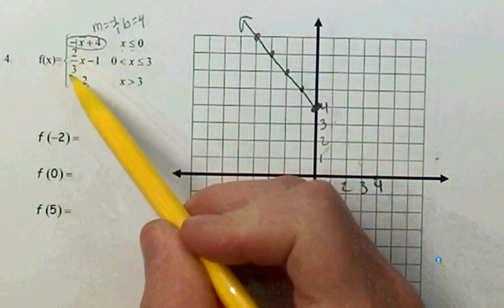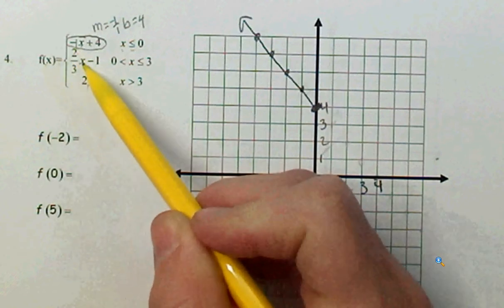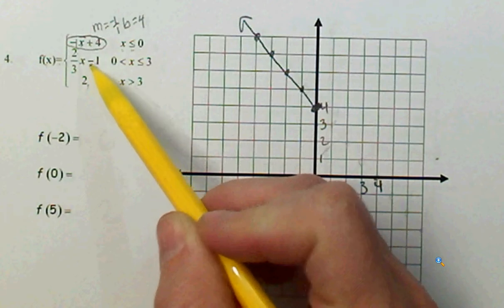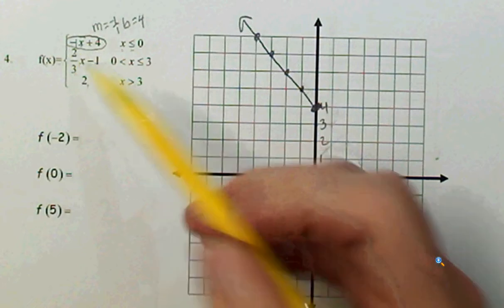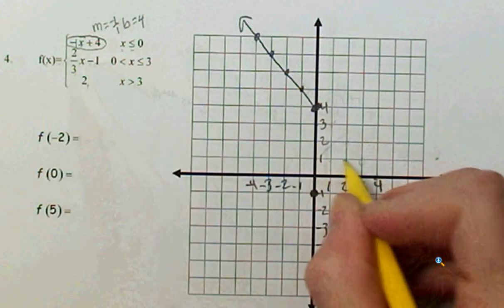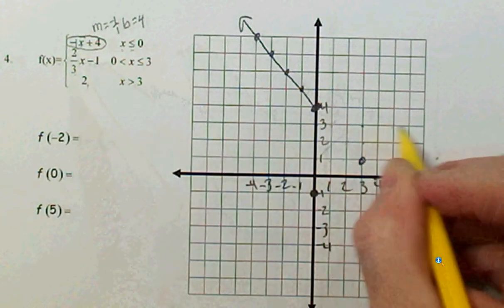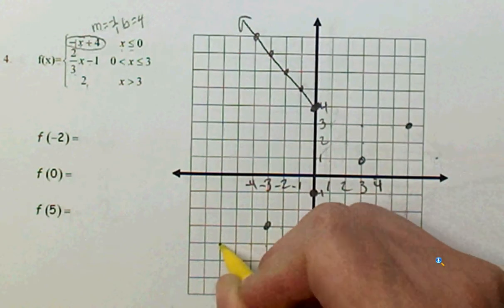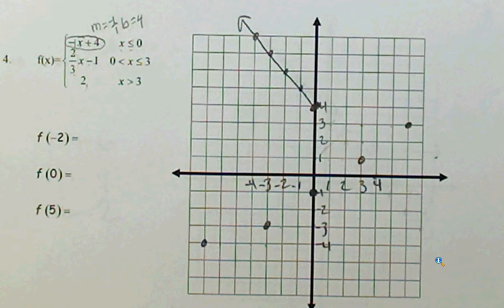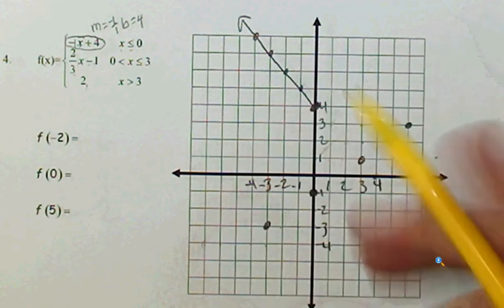Second piece also looks linear. Y equals mx plus b. So your b is a -1. Your slope is 2/3. And there are some things, I made a mistake on that one.